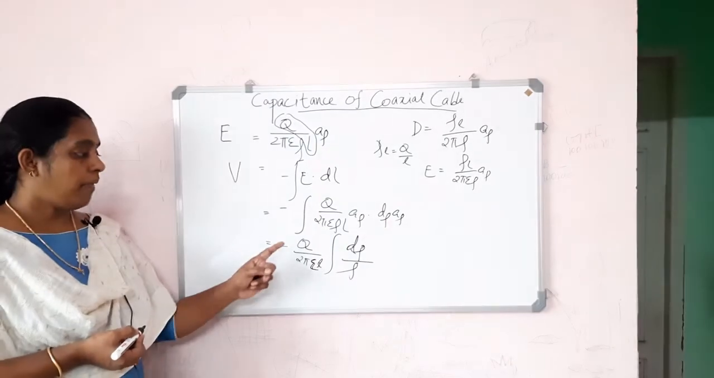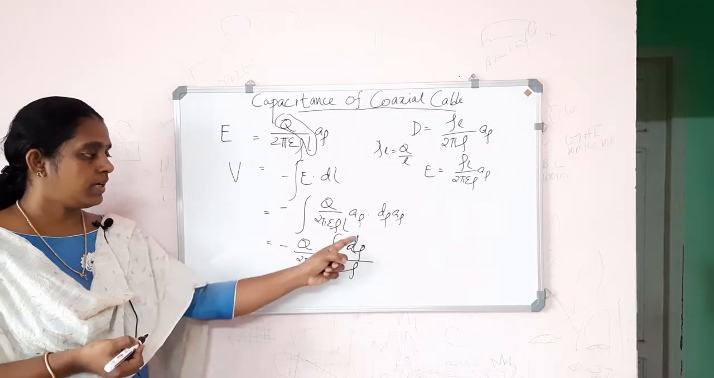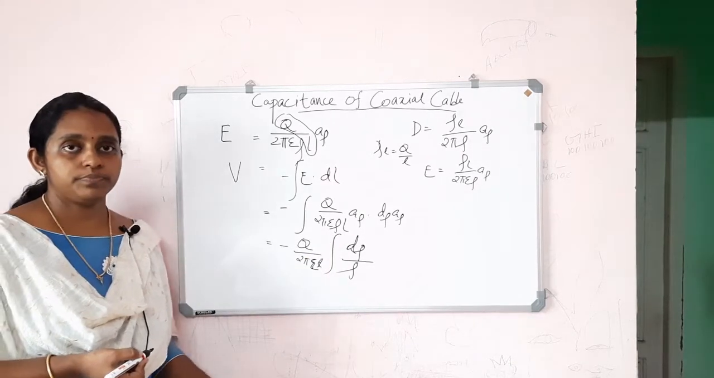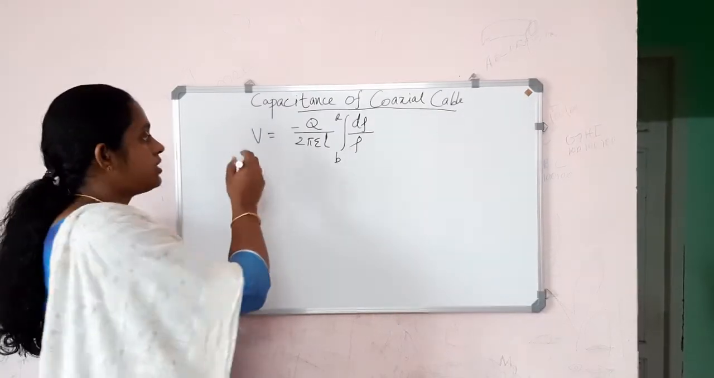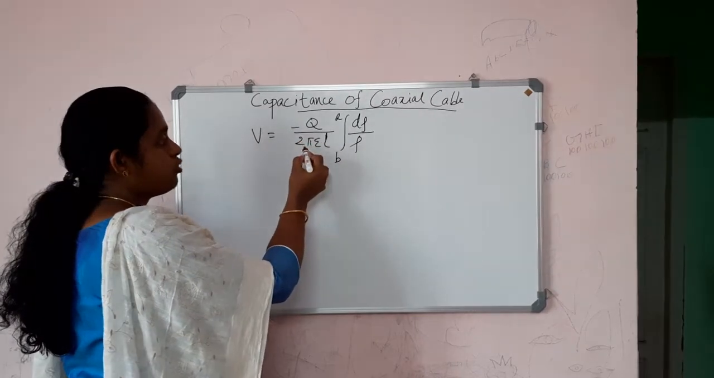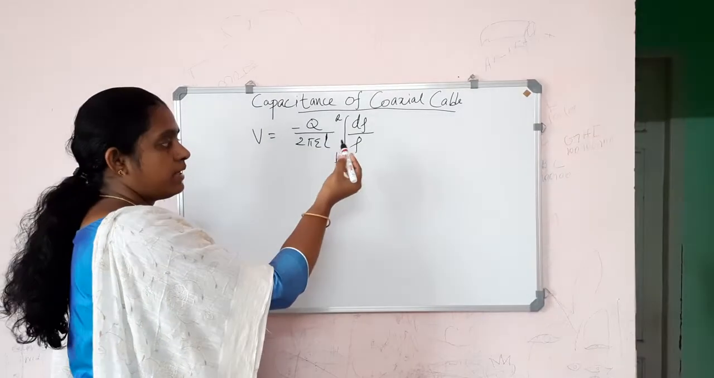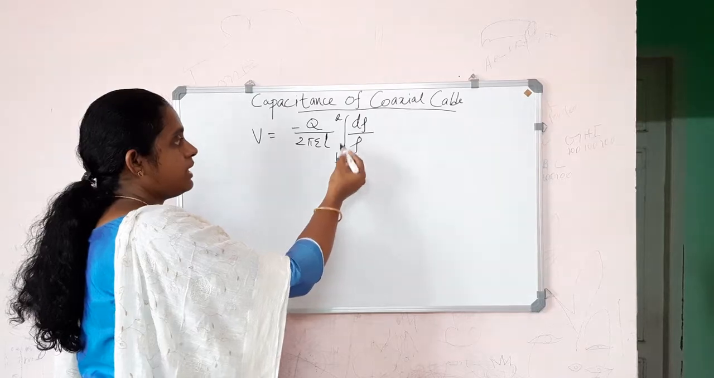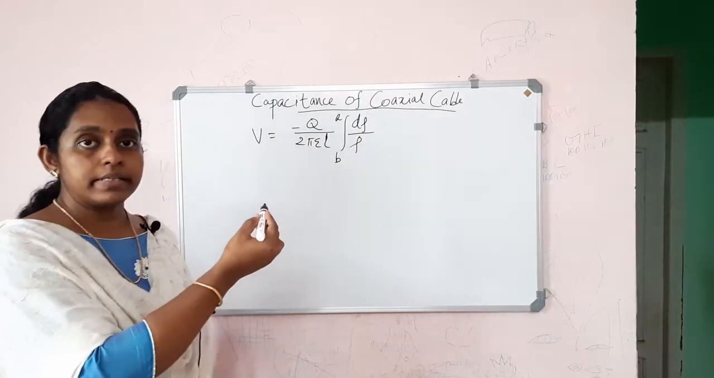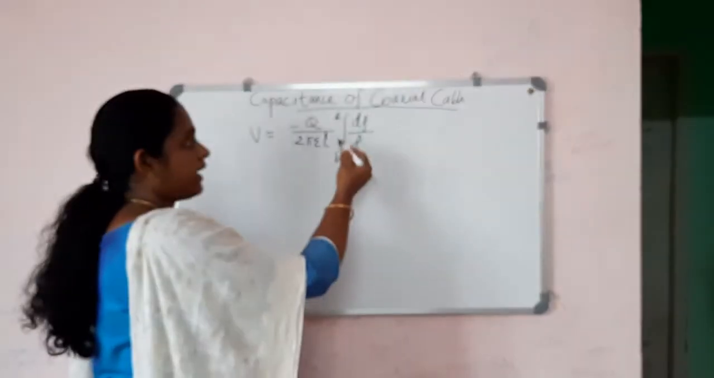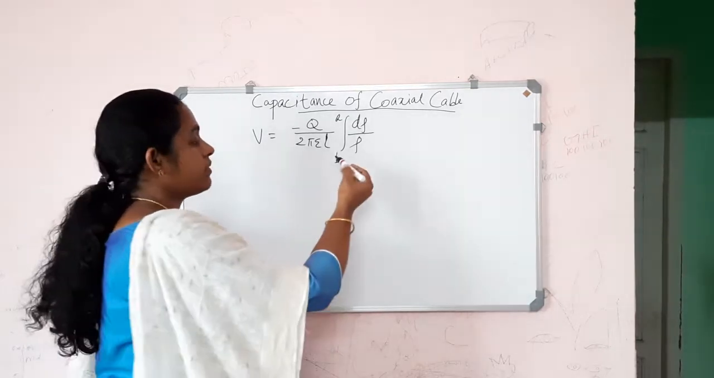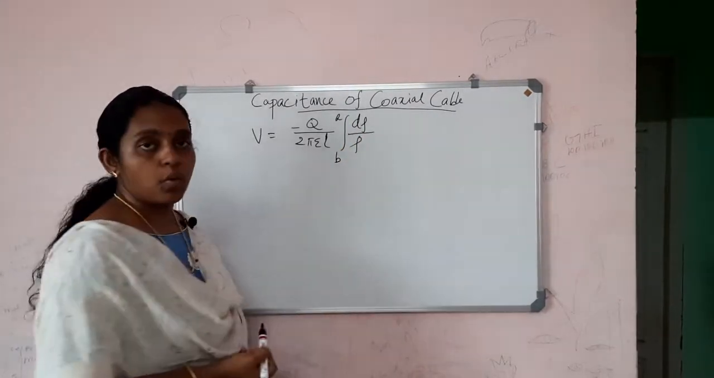That is V is equal to minus Q by 2 pi epsilon L d rho by rho. So the potential becomes V is equal to minus Q by 2 pi epsilon L. Now apply the limit from B to A, the limit of this radius, from the outer conductor to the inner conductor radius. So B to A d rho by rho.